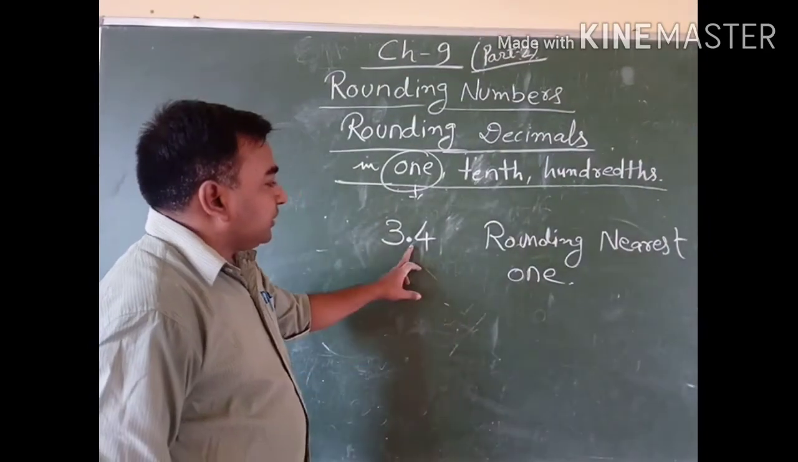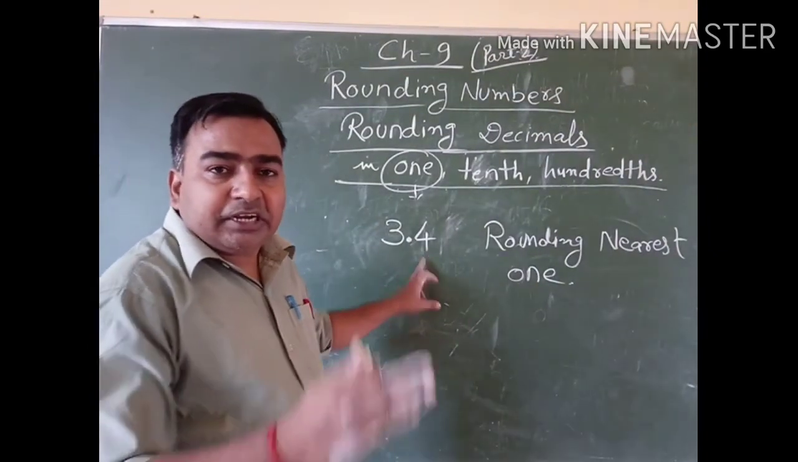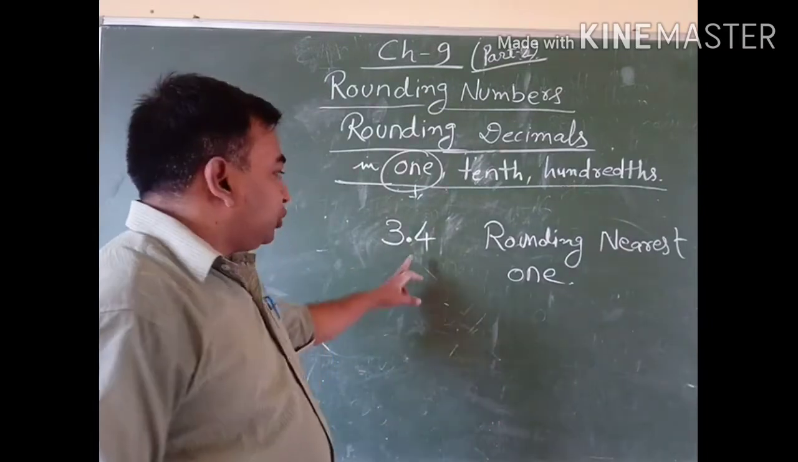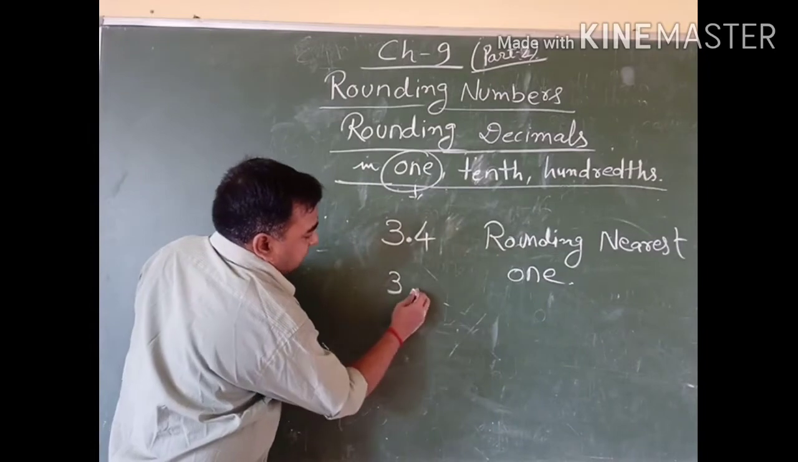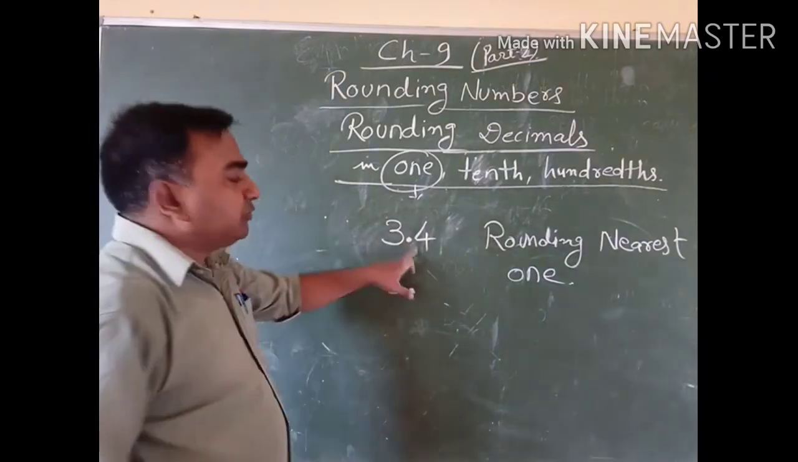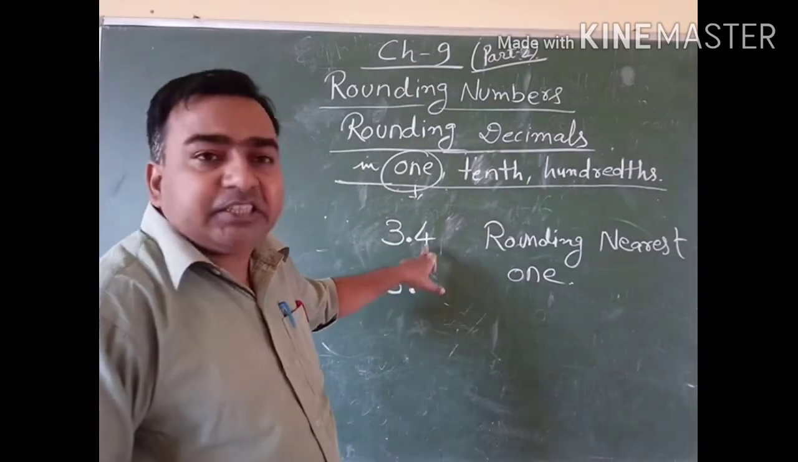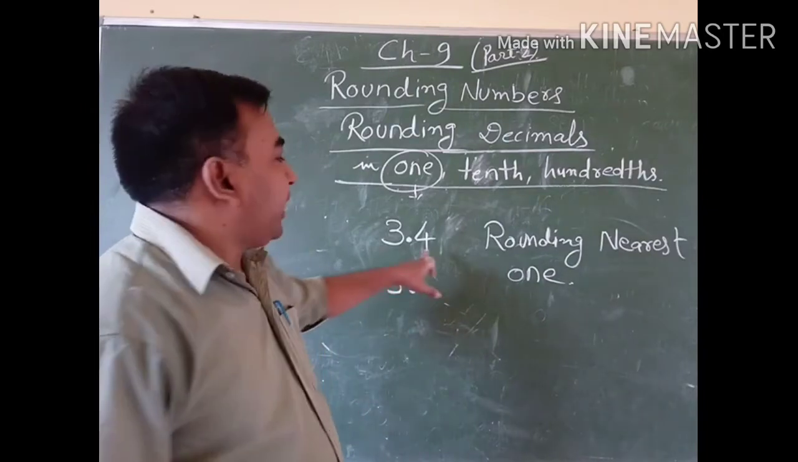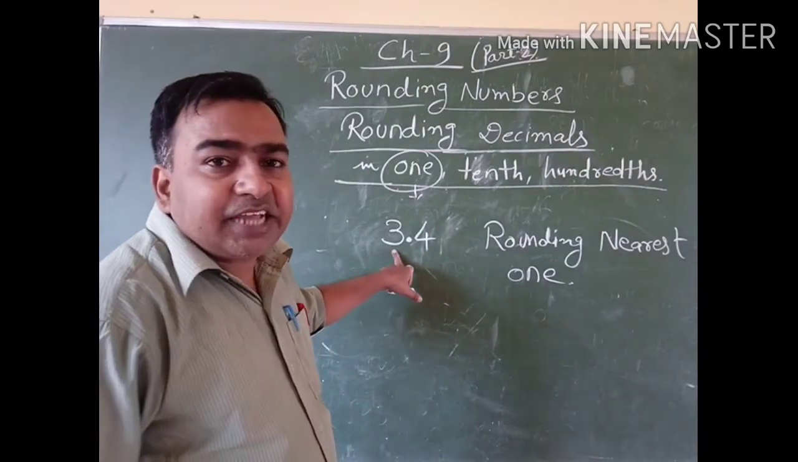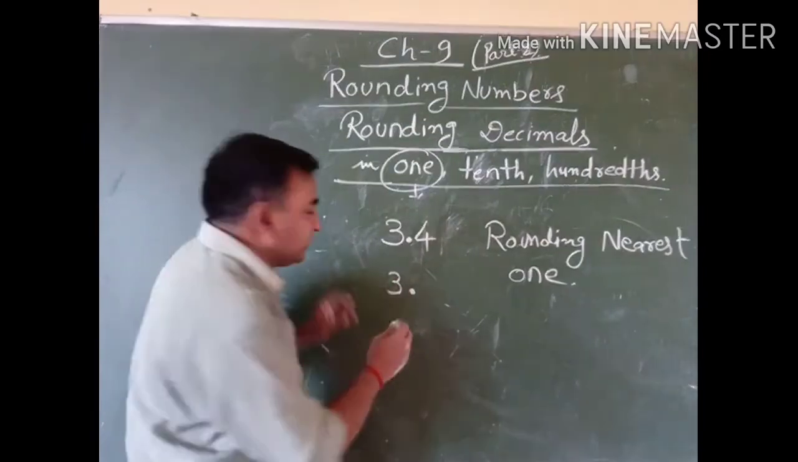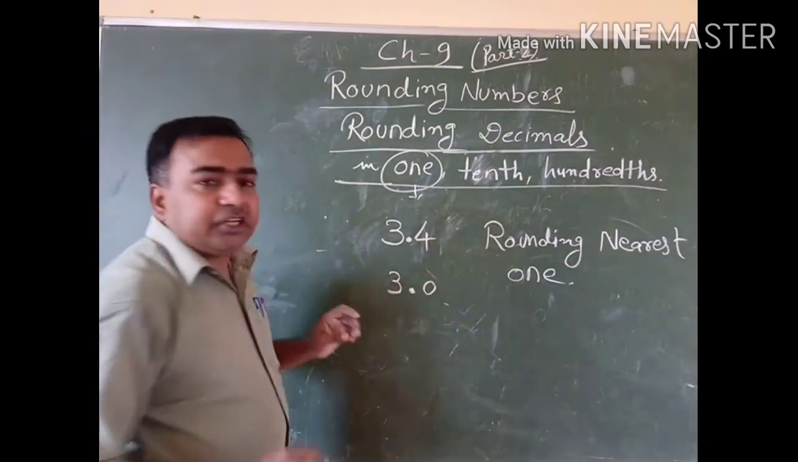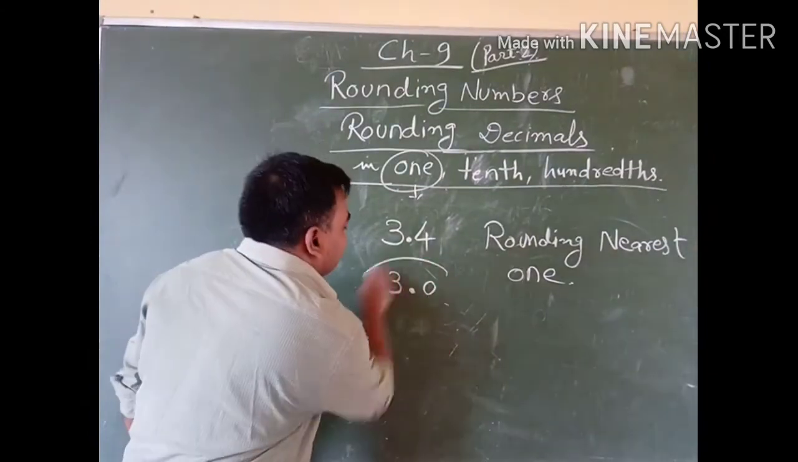You can see that the decimal number is 4. 4 means what? Less than 5. So we will write like this: this 4 is replaced by 0 and 3 is as it is. So what is the answer? 3.0. This is our answer.